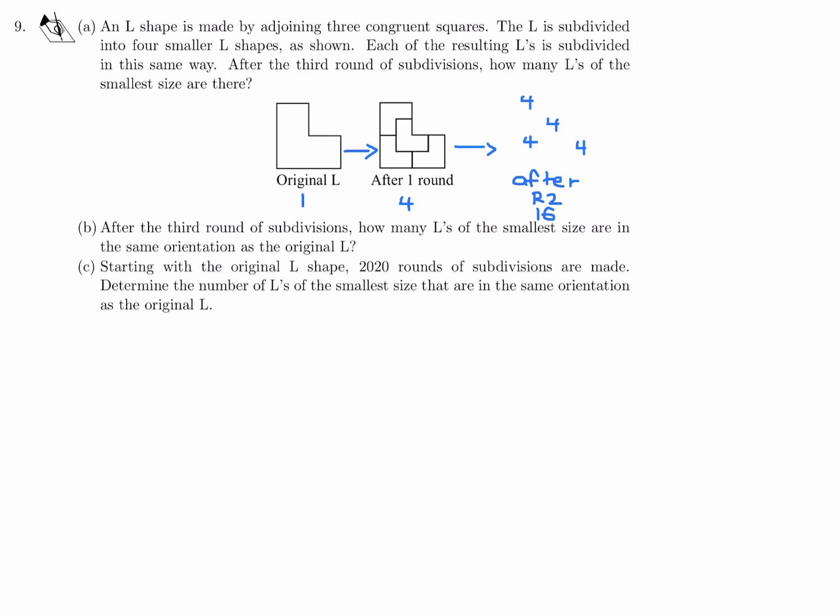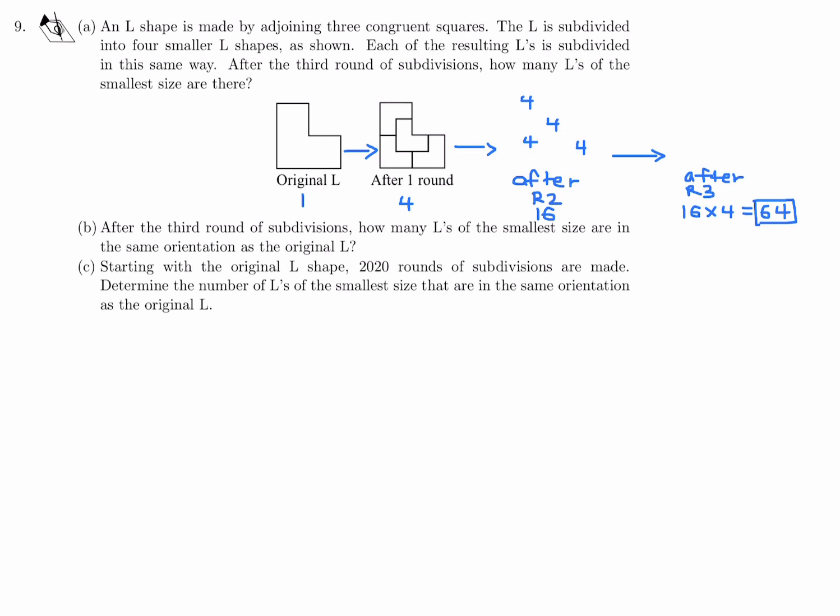Okay, I think you get the hang of this. After round 3, what happens? Well, after round 3, basically the same thing. Each of those will generate 4. So if we have 16, then we will now generate 16 times 4, which is 64. So that's really all they're getting at with part A. 64 is the answer there.